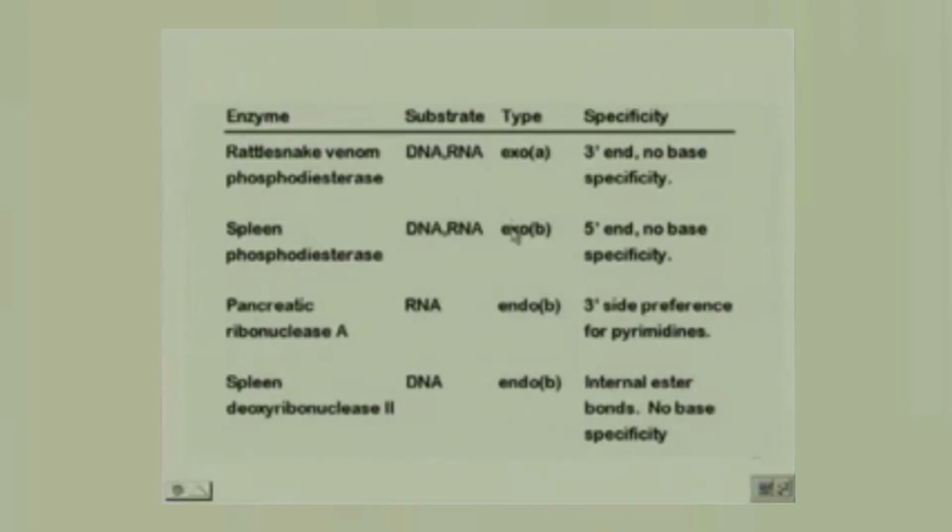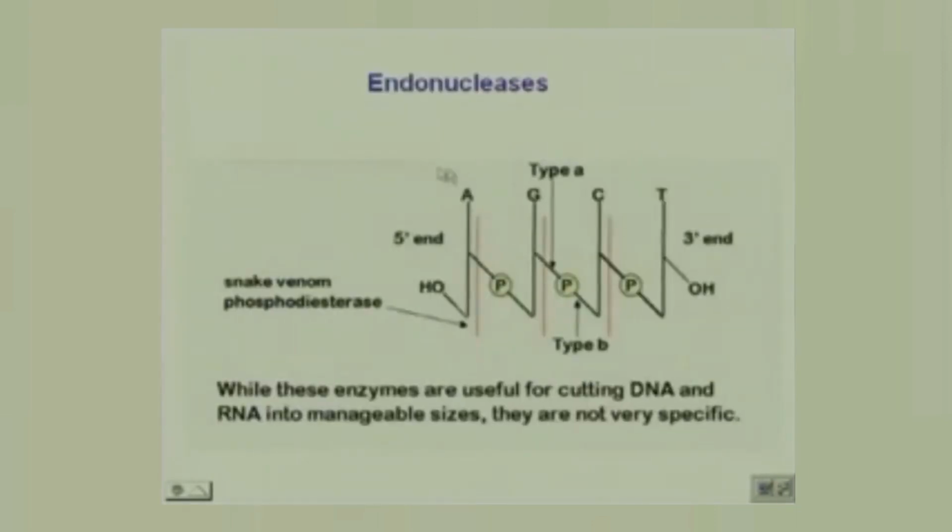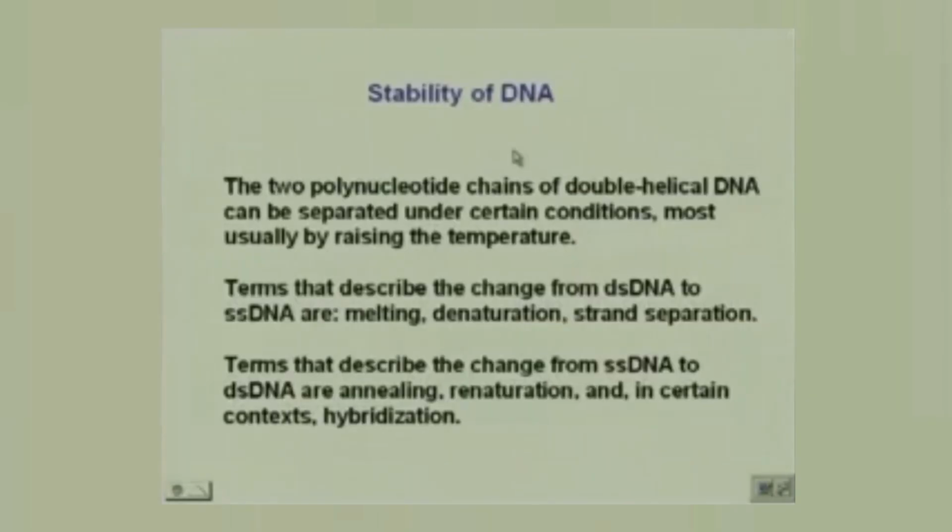You have pancreatic ribonuclease A, that is on the 3' end. It has a preference for pyrimidine, and the type is endo. It is an endonuclease because it cleaves in the middle, and it is a B type. Okay? So, this is as much as we are going to do about the endonucleases or the nucleases in general, because we studied the mechanism of ribonuclease in detail.